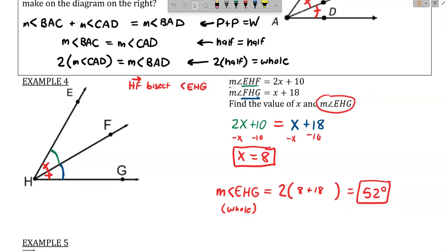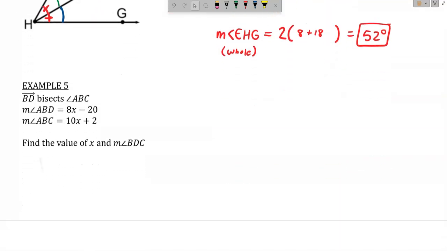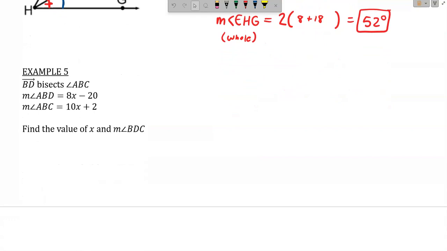All right, well, we are down to one final example, so let's jump down to it. If you would like to try this one out before I go over it, feel free to pause me right now, try the problem, and then you can play and watch my explanation.